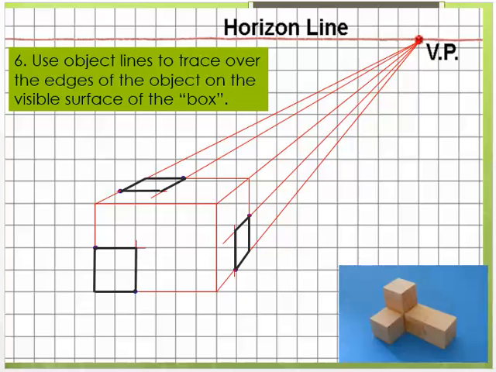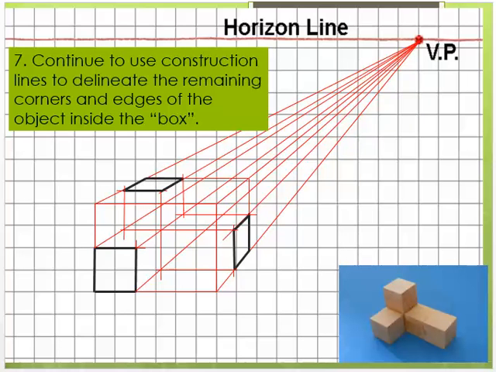Use object lines to trace over the edges of the object on the visible surface of the box. So now we've gone through here and we've traced in the object lines, the outer faces. Those are ones we want to keep. Now we're going to use construction lines from these points. So I'm going to draw these in here. I'm going to go to this front face of the front part of the box, and from this corner now I'm going to start to draw depth lines in. You don't have to draw them all the way back. I'm just going to draw them until I know I'm out of the box. Once I'm past the box, I can stop. I'm here. There, I'm past the box. The box ends right there, so I can stop.